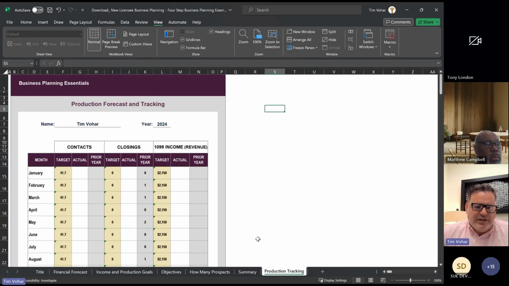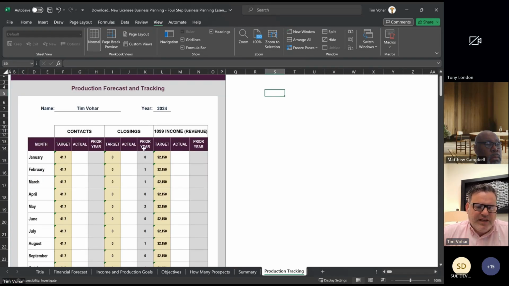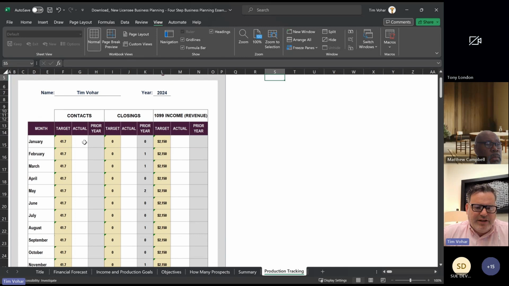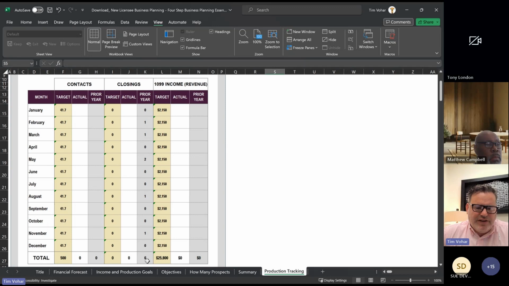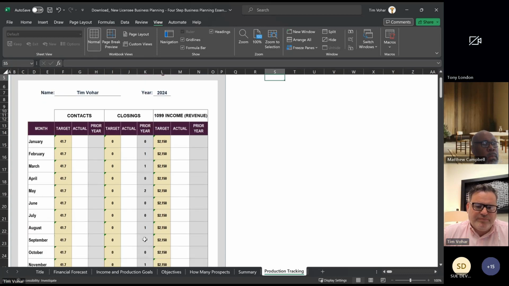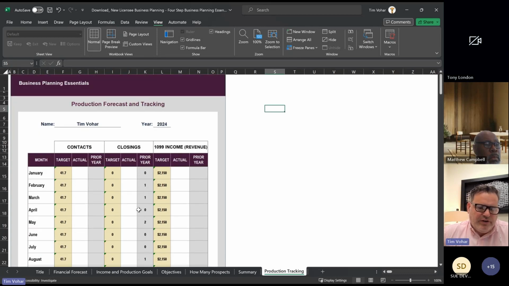Then you have your production tracking. And this is saying that I need to have 41.7 productive contacts a month. And am I doing that? And then in here, it actually breaks down your closings based on the prior year. If I had 6 closings, it's just dropping this math through into the system. So again, it's just knowing your numbers and plugging your numbers in when you're using any of these tools.